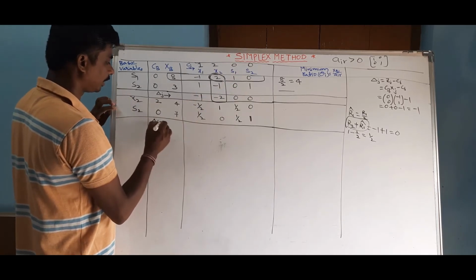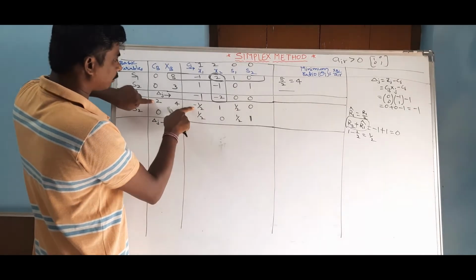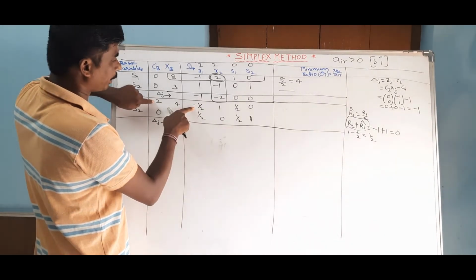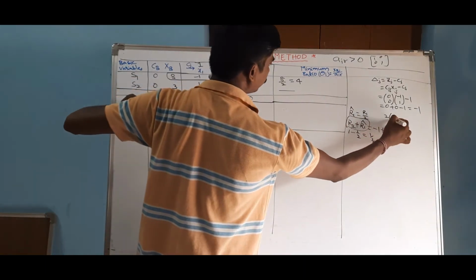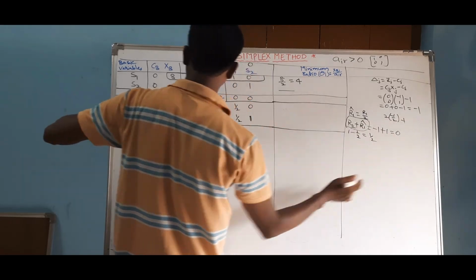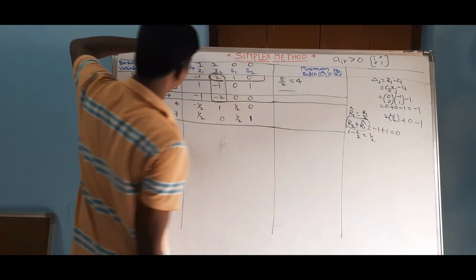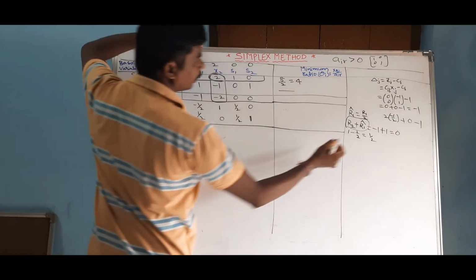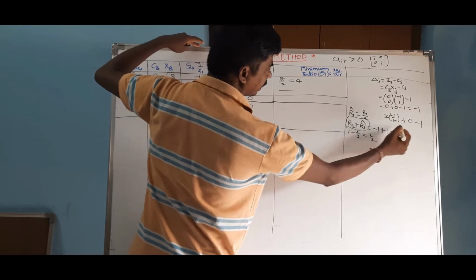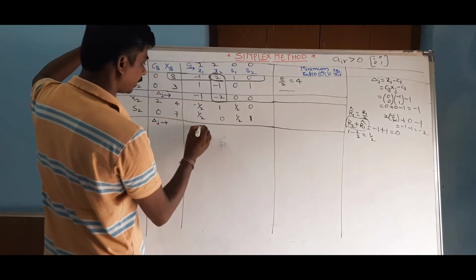Now delta j, see here: 2 into minus 1 by 2, plus 0 into 1 by 2, minus 1. This one is minus 1, this one is minus 1, the 2 gets cancelled, so that equals minus 1, that equals minus 2. Now see here, minus 2.